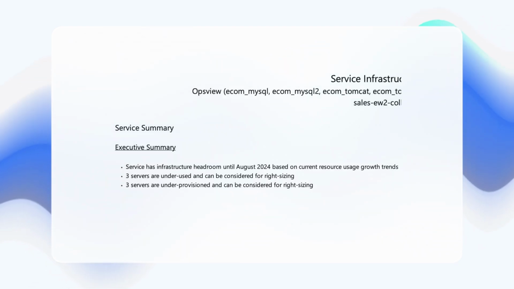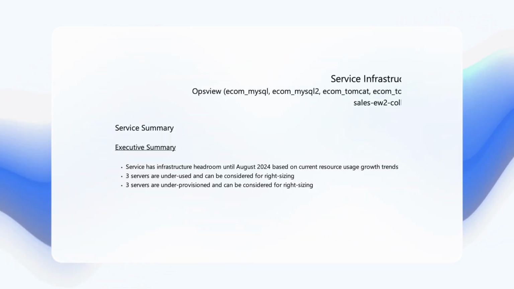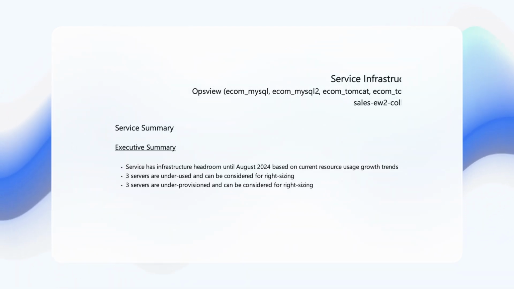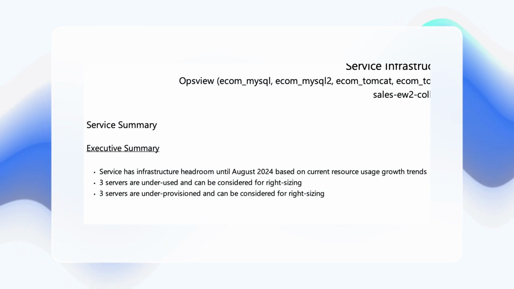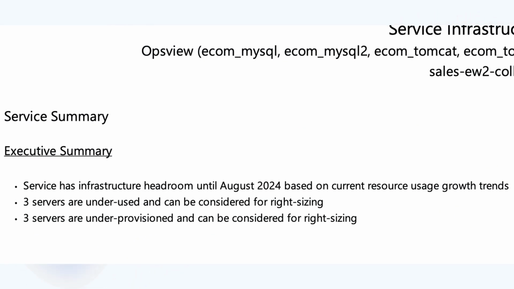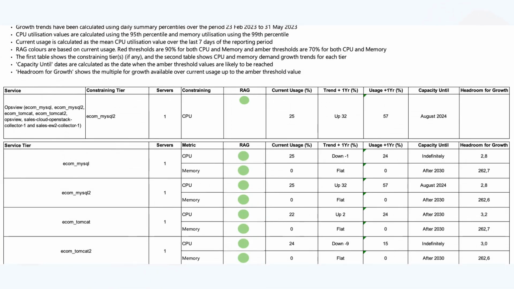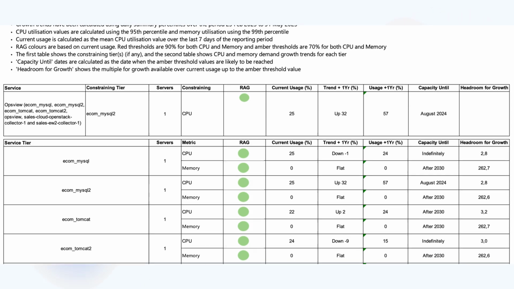The report begins with an executive summary, which provides a high-level overview of your infrastructure. For example, in our sample report, you can see that the current resource usage trends suggest that the service has enough headroom until August 2024. The growth trends section provides a deeper dive into resource usage and forecasts based on historical data.